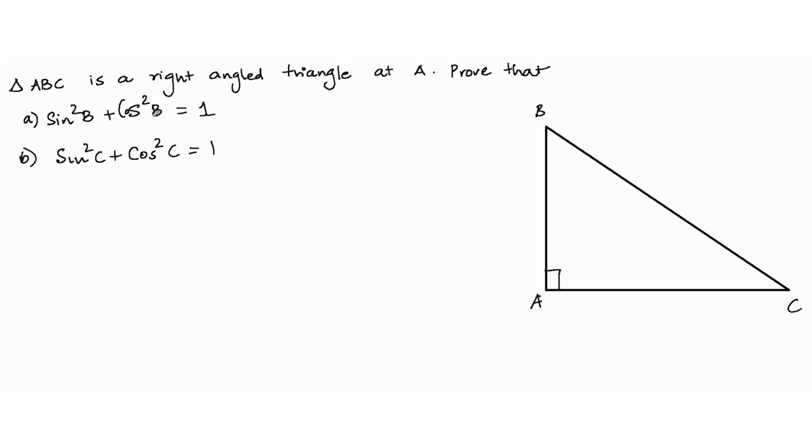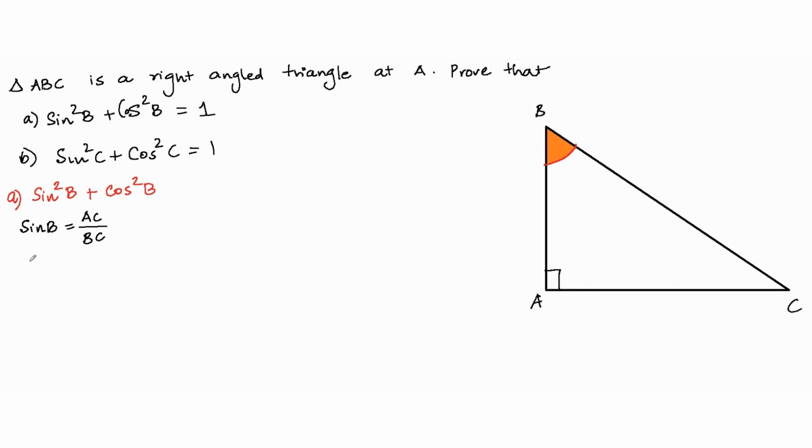Now we have to show that sine square B plus cos square B is equal to 1 and sine square C plus cos square C is equal to 1. So let's take the first subpart. I need to find sine square B plus cos square B. What is the value of sine B? When I say I want to find sine B, angle B is the angle under consideration. So let us quickly label it. Sine B is going to be the opposite side, so the opposite side is AC divided by the hypotenuse, which is BC.